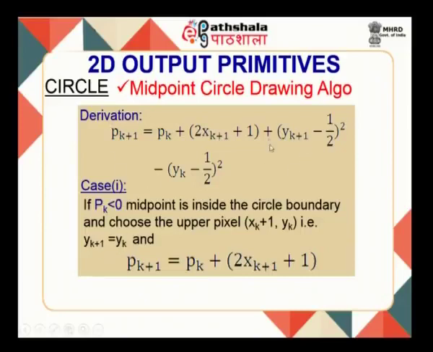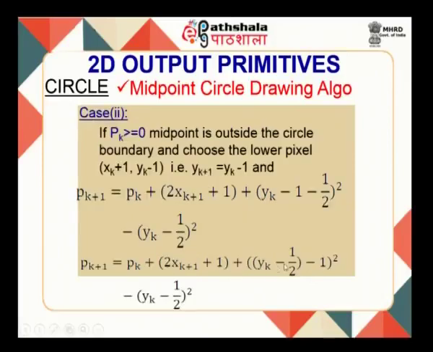So, in this relation for pk plus 1, replace the next y with yk. Then yk minus half whole squared minus yk minus half whole squared becomes 0, and you are left with the term pk plus 2 xk plus 1 plus 1. Now, case 2: pk greater than or equal to 0.